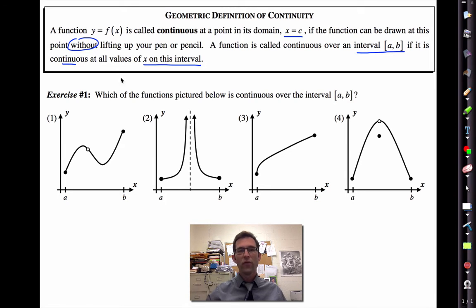Alright, well hopefully you chose choice 3, right? If I start at A and I move to point B, I never have to pick my pen up. On the other hand, if I look at choice 1, I'm moving my pen along, I have to pick it up to skip over that missing point, and then I can continue along the way. This is what's known as a discontinuity.